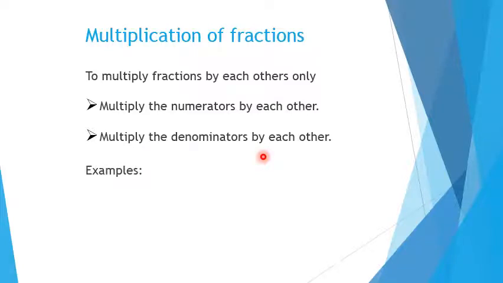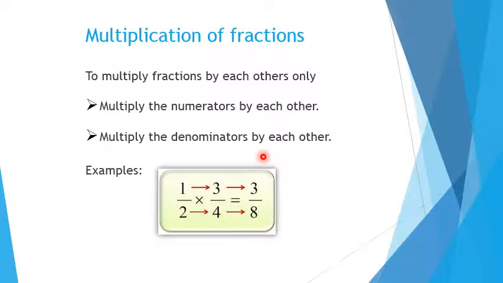Let's take an example. 1 over 2 times 3 over 4, or I can say a half times 3/4. To multiply them, I have to multiply the numerators by each other. 1 times 3 is 3, and 2 times 4 is 8. We don't care if the denominators are the same or different. We just multiply the denominators by each other, okay?